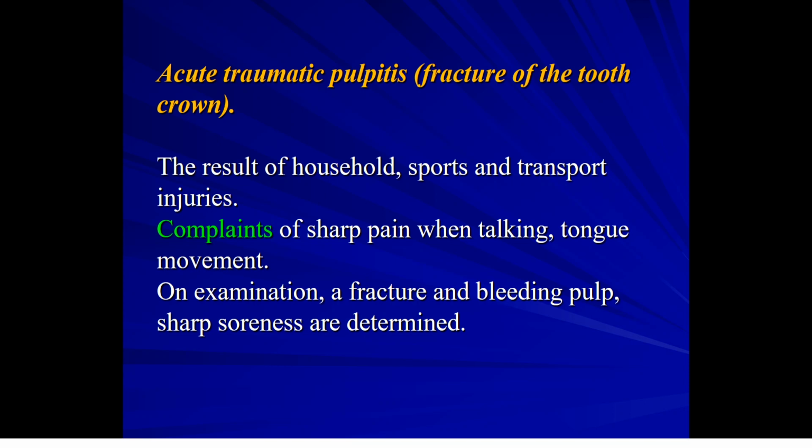The result of household, sports and transport injuries can be a fracture of the tooth crown, and acute traumatic pulpitis caused by this factor. Complaints of sharp pain when talking, tongue movement. On examination, a fracture and bleeding pulp. Sharp soreness are determined.